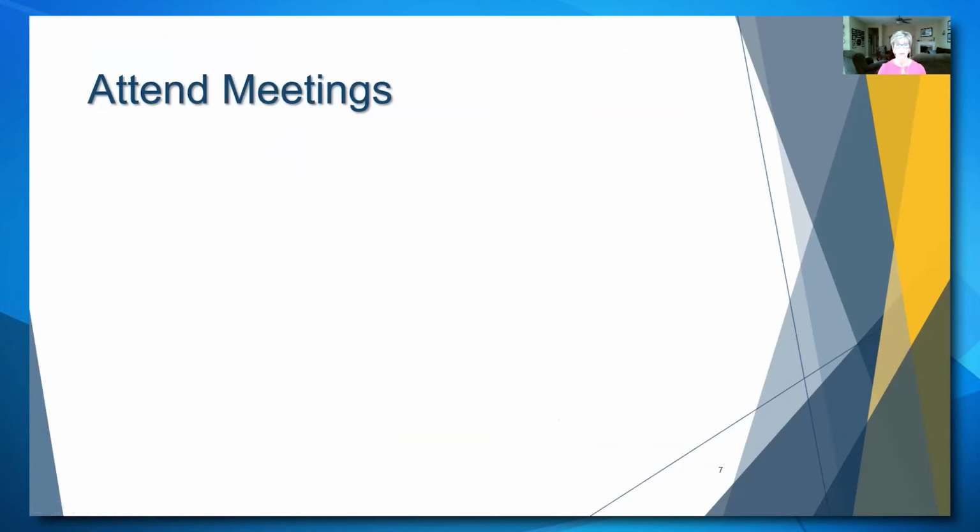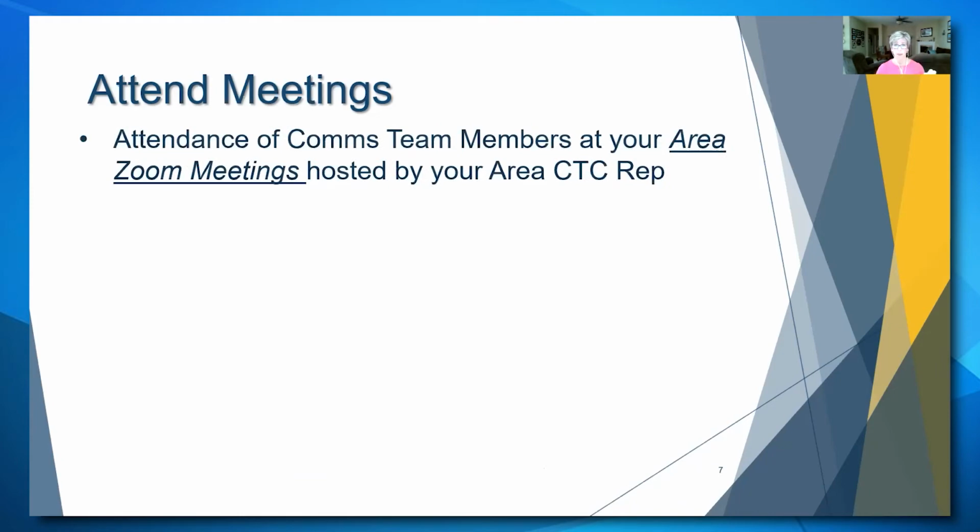Now that you have an idea of what a comms team is and how it works, let's take a look at the roles and responsibilities. And again, this is coming from the roles or job description sheet, and I'm just going to be elaborating on them. Let's begin with attendance at meetings. You have an area CTC rep, or an area CTC chair. That person may schedule and hold meetings periodically. It might be once a month, every few months, a couple times a year, but they usually hold a meeting, oftentimes a Zoom meeting.